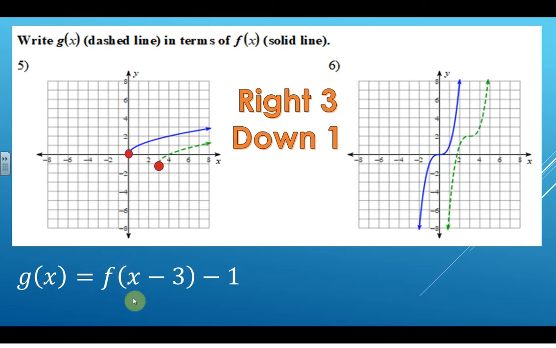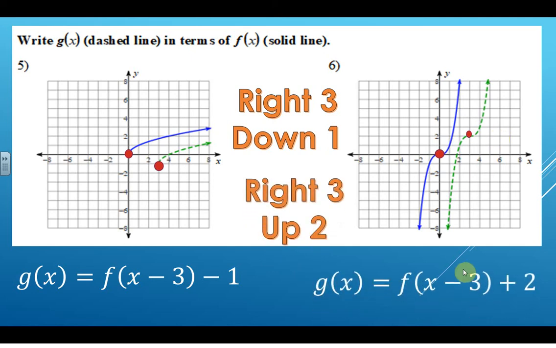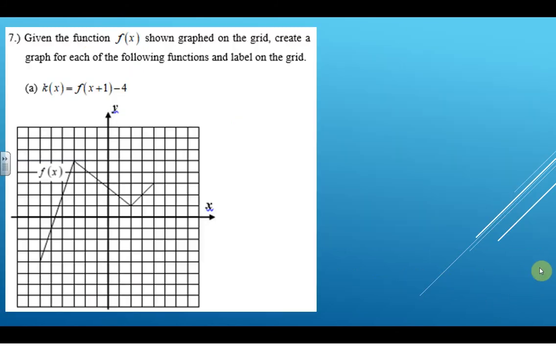It just means some function. It could be any function, which is why I prefer this way, because then I don't have to remember my parent graphs. All right, so that one's going to be the trinomial. If I put my critical point, or whatever point you want to pick, it moves right 3, up 2. So again, g of x equals f of x -3, and then +2 at the end. Look at us go.